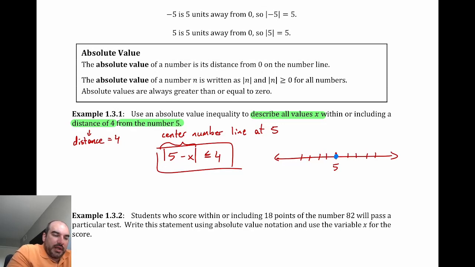And so we're going to count all the way here, and we're going to include all of these points all the way to, what is this, 1? 1, and then 9 is where we get to on the high end. So we get all of these points between 1 and 9, as described by this absolute value inequality.